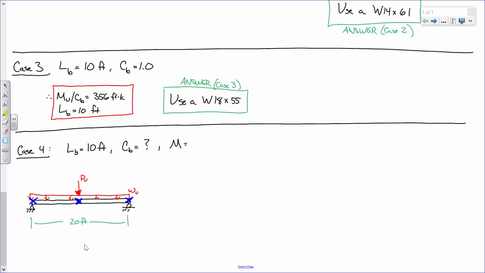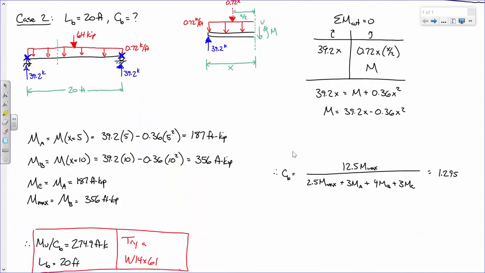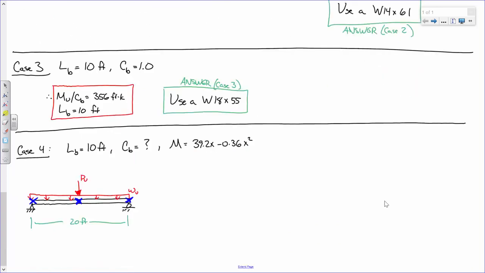Now, the beam is 20 foot long, and we still have that equation that we derived earlier for the moment. What was that equation? It was 39.2x... We need four moments: an MA, an MB, an MC, and an M max.